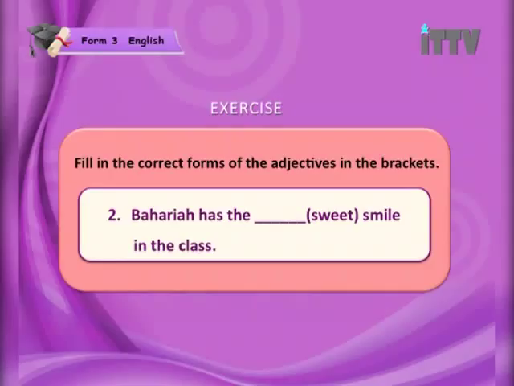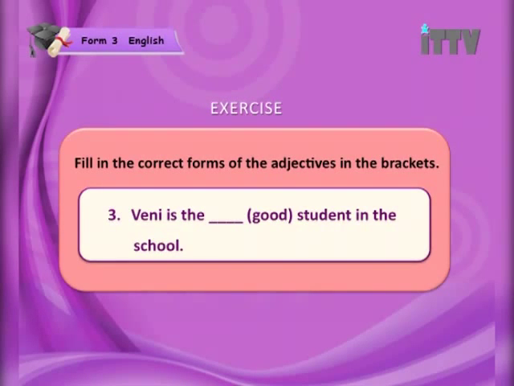Next, number 2, Baharia has the blank sweet smile in the class. Answer, Baharia has the sweetest smile in the class. Number 3, Wayne is the blank good student in the school. Think of the answer. All right, let's look at the answer. Wayne is the best student in the school. No one can beat her. She's the very best.